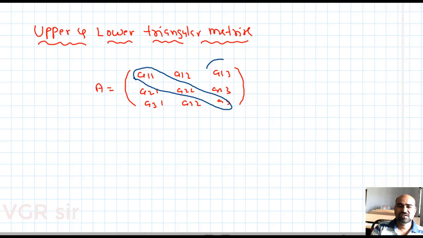For these elements, what is the condition? I should be lesser than j. For these elements, what is the condition? I should be greater than j. Now I want to define an upper triangular matrix.